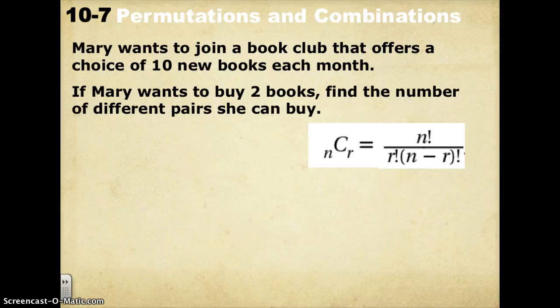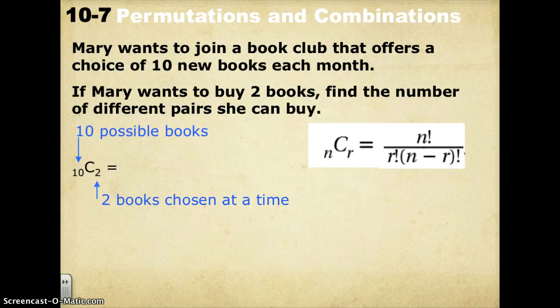Mary wants to join a book club that offers a choice of 10 new books each month. If Mary wants to buy 2 books, find the number of different pairs she can buy. So this is a choose combination because she's buying the 2 books, but there's not an order that matters. So it's 10 choose 2. So following the formula, that would be 10 factorial divided by 2 factorial times 10 minus 2 factorial, which simplified is 10 factorial over 2 factorial, 8 factorial.